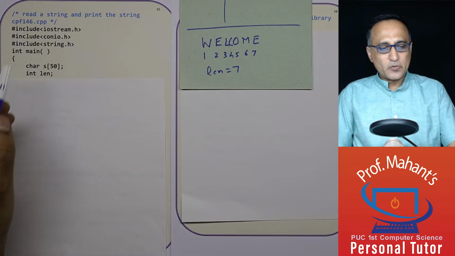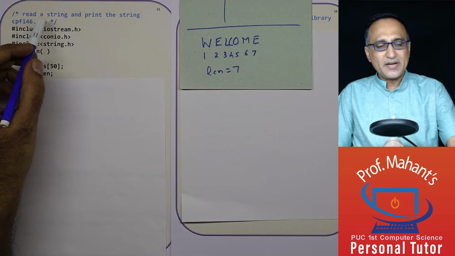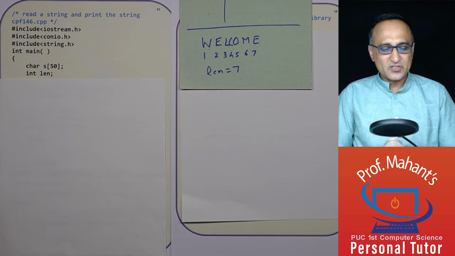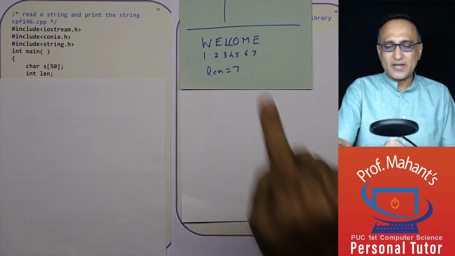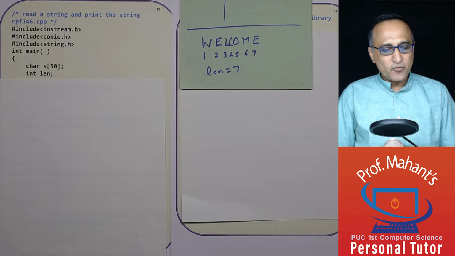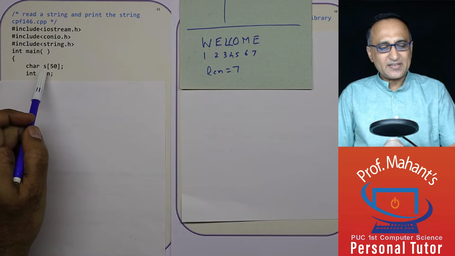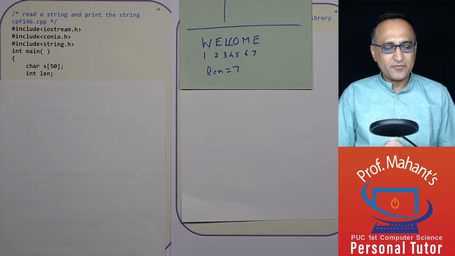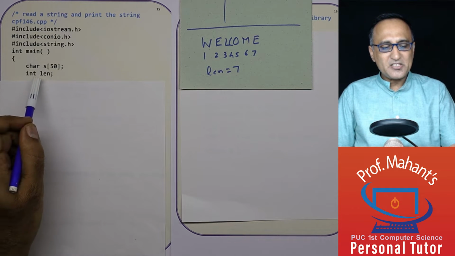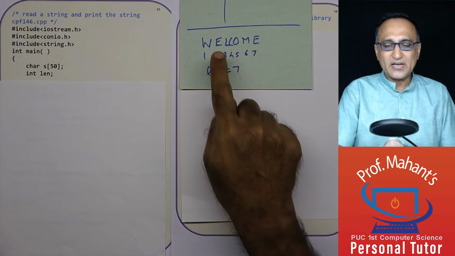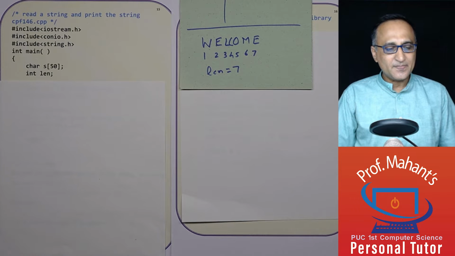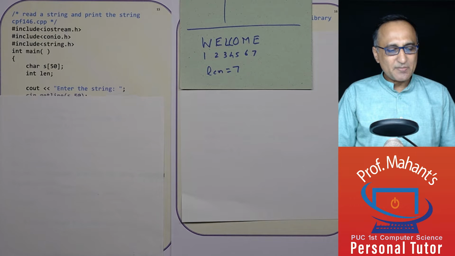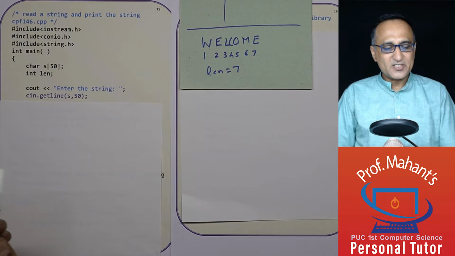So in this particular program, what I'm asked to do is I need to read a string and I need to print the string. Let us say I'm going to read this string or message called welcome. So first what I have done is I have declared an array of characters of maximum capacity 50. I have declared an integer variable called length which will tell me how many characters the user has actually entered. So first, I am asking the user to enter a string.